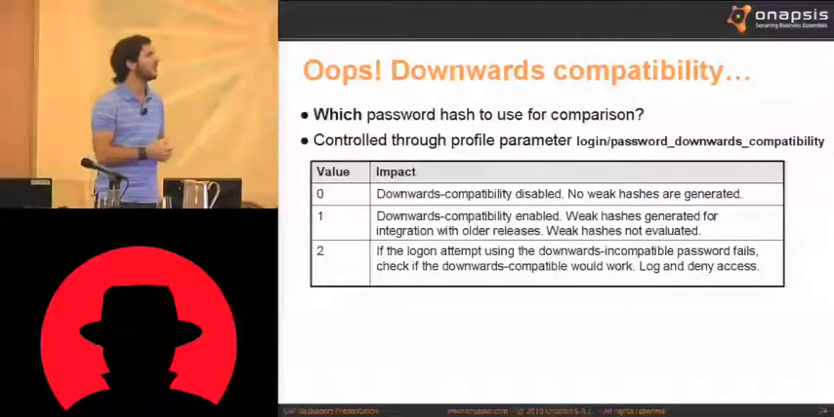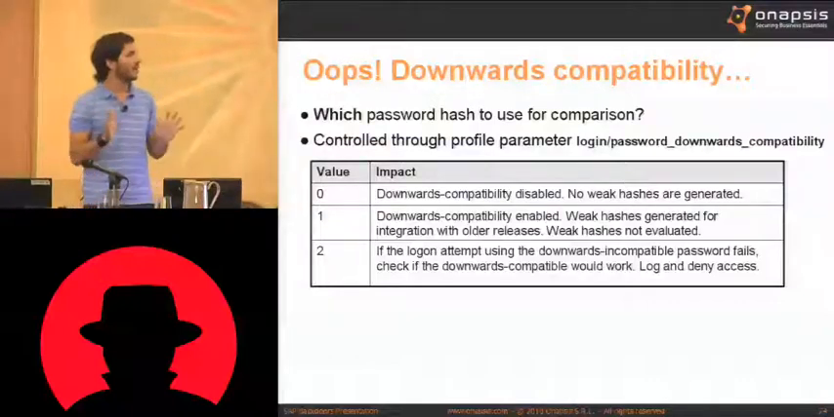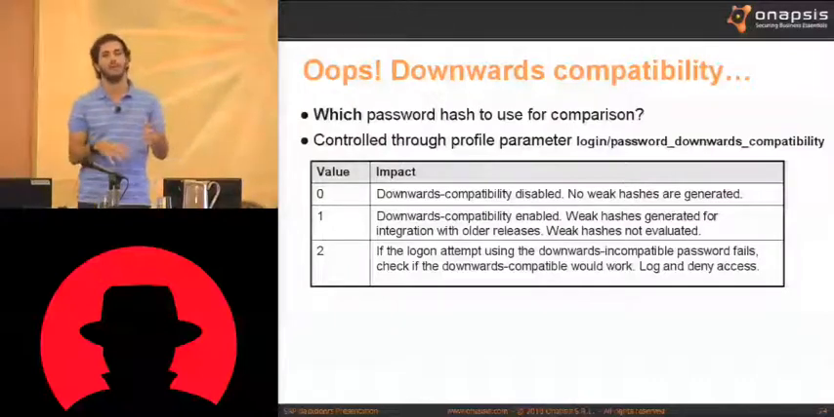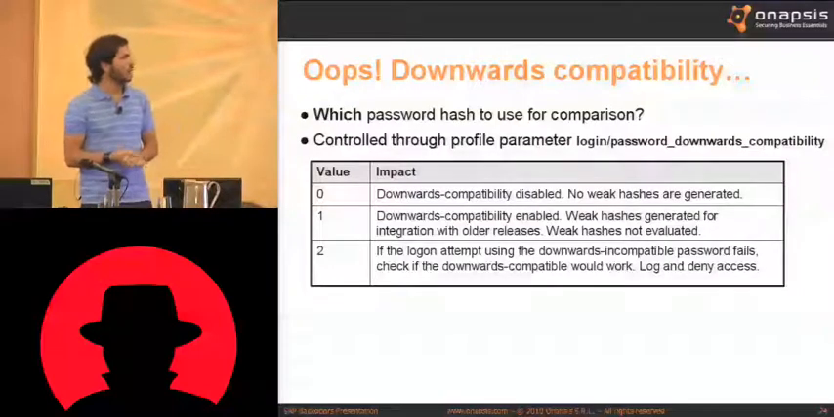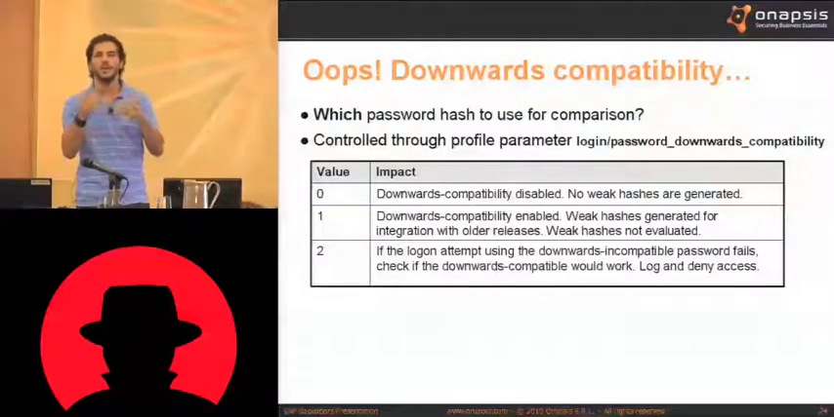Value number 0 means that there is no downwards compatibility, so no weak hashes are generated. This is actually a secure setting that you should use if you are not integrating with old systems. The default value, number 1, means that downwards compatibility is enabled, and weak hashes are generated but are not evaluated. Okay, so they're only used by some internal interfaces.